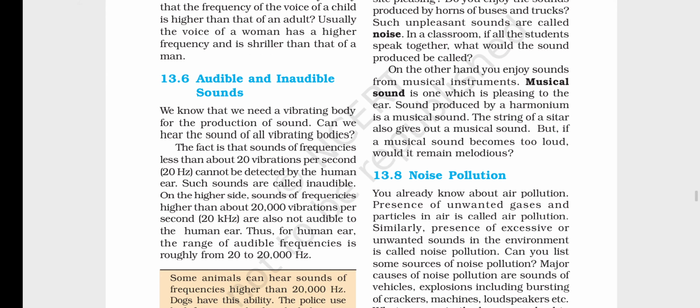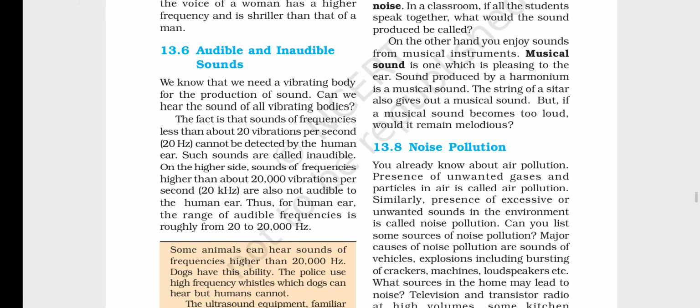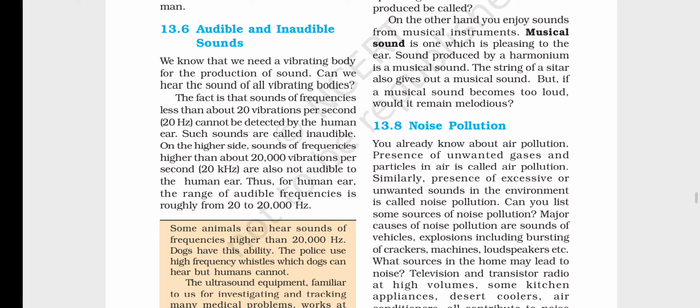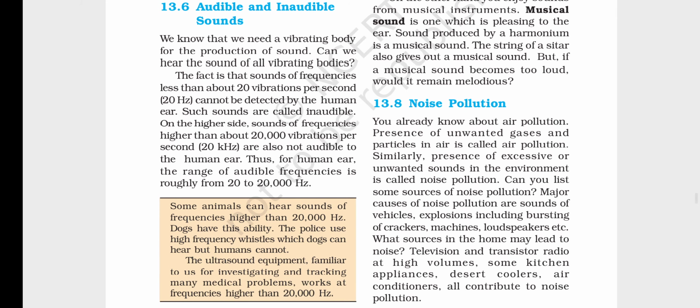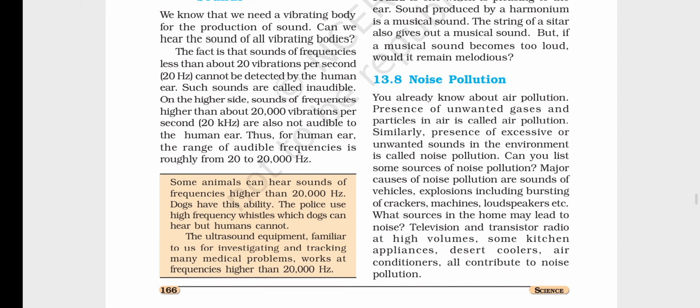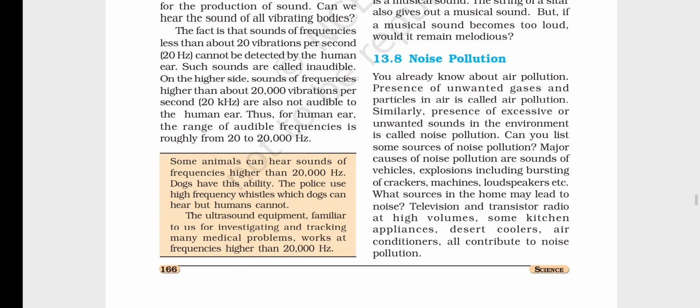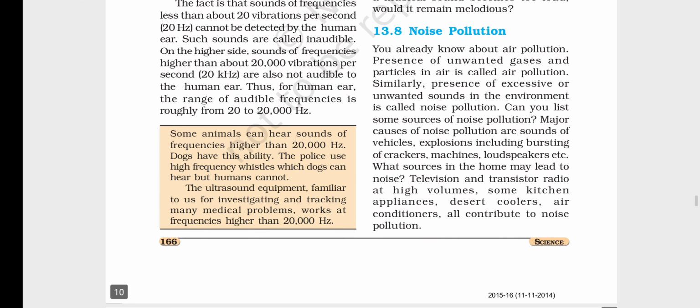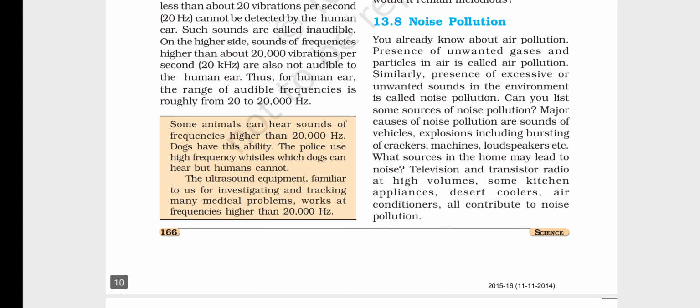On the other hand, you enjoy sounds from musical instruments. Music is sound which is pleasing to the ear. Sound produced by a harmonium is a musical sound. The string of a sitar also gives out a musical sound. But if a musical sound becomes too loud, would it remain melodious? No, we don't like it. So this is called noise pollution.